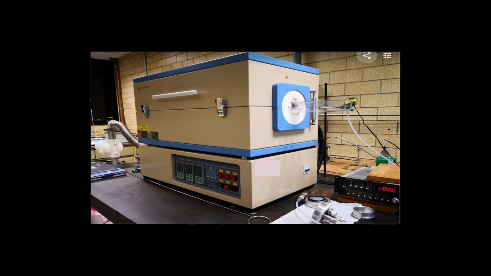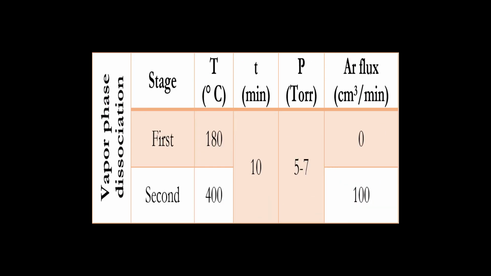Molybdenum trioxide carbon nanotubes hybrid nanostructures were synthesized by the vapor phase dissociation method, which consists of two consecutive thermal stages that are carried out in a horizontal hot wall reactor. The mixture was placed inside a quartz reactor with a porous membrane, which in turn was placed inside the hot wall reactor. The first stage was carried out for 10 minutes under vacuum conditions of 5 to 7 torr.